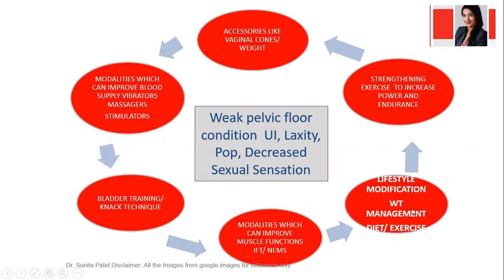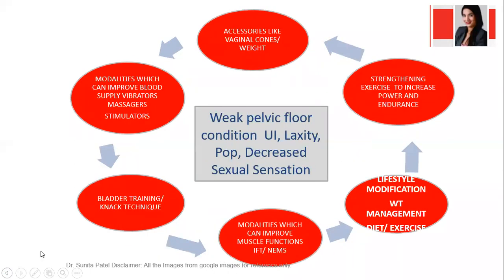We can give lifestyle modification, weight management. We can use some modalities which can improve the muscle functioning, like IFT and NMES. We can use bladder training, the Knack technique, modalities which can improve blood supply, or we can even use some kind of weight, like we use weight and resistance training for the strengthening of biceps. In the same way, we can use some weight training for vaginal muscle rehabilitation if the muscles are weak.